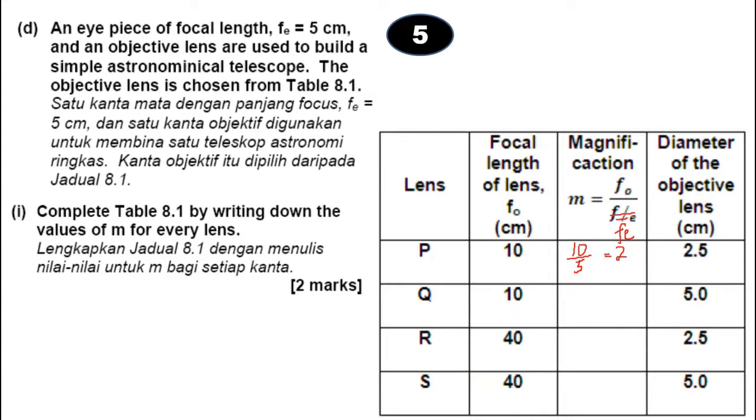This one also 2. This one, focal length of the objective lens, fo, is 40. 40 divided by 5, you get 8. This one also you get 8. Simple, right?